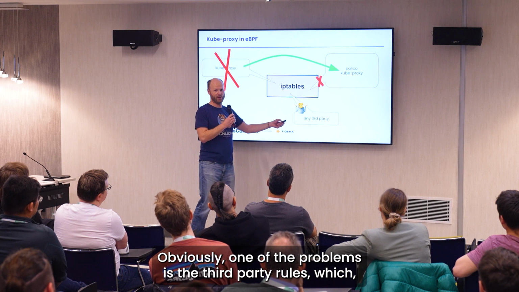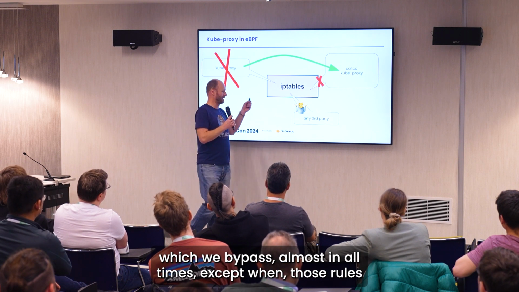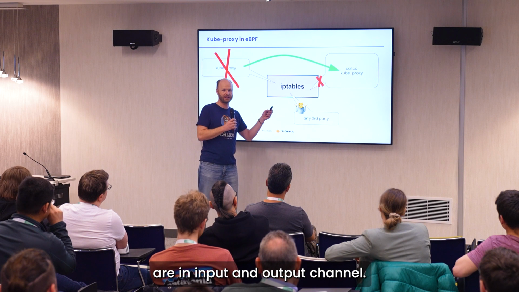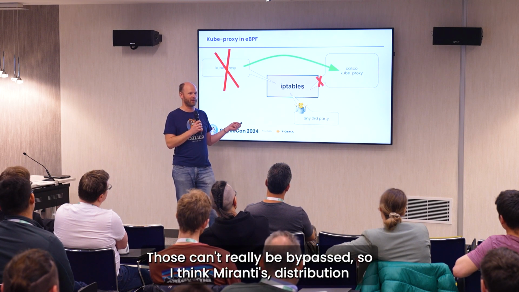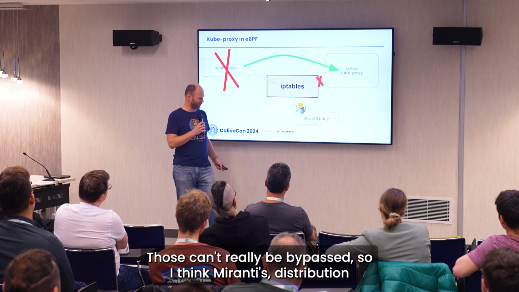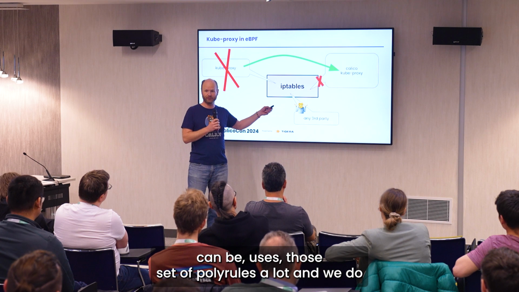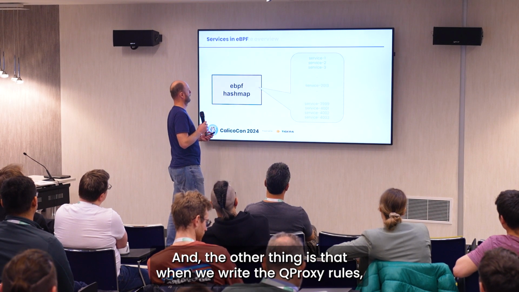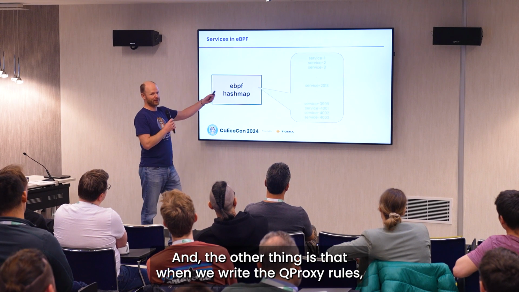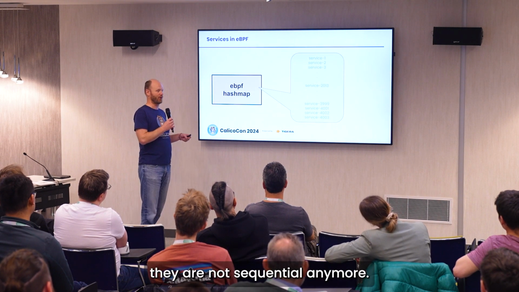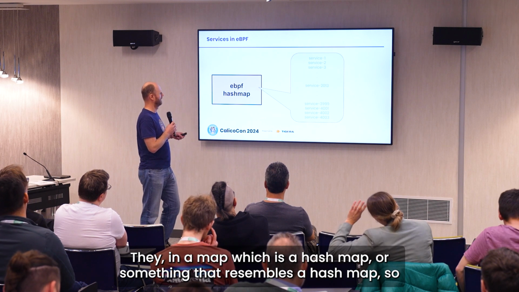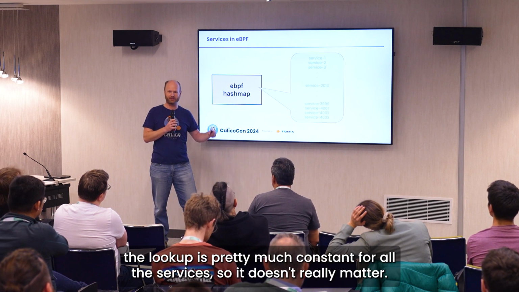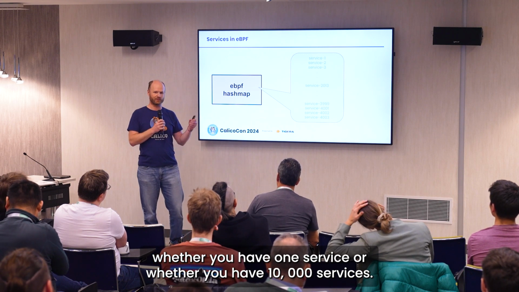Obviously, one of the problems is the third-party rules, which you bypass almost all the time, except when those rules are in the input and output chains. Those can't really be bypassed. So I think the Mirantis distribution uses those third-party rules a lot, and we do cooperate with that pretty easily. And the other thing is that when we write the kubeproxy rules, they are not sequential anymore. They are in a map which is a hash map, or something that resembles a hash map, so the lookup is pretty much constant for all the services, so it doesn't really matter whether you have one service or whether you have 10,000 services.